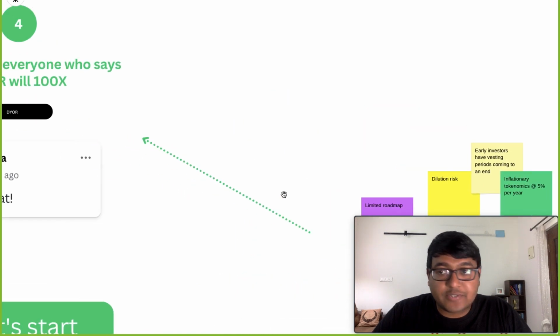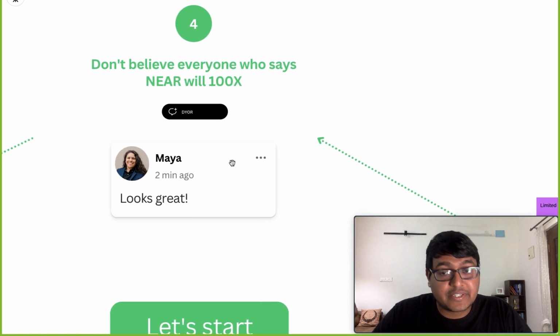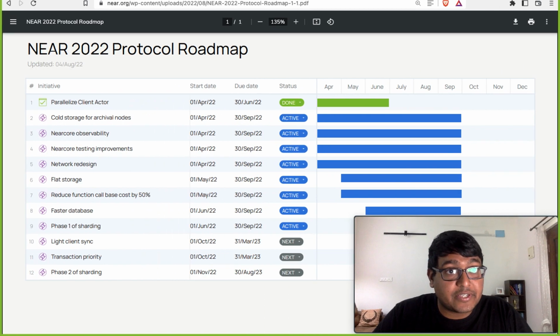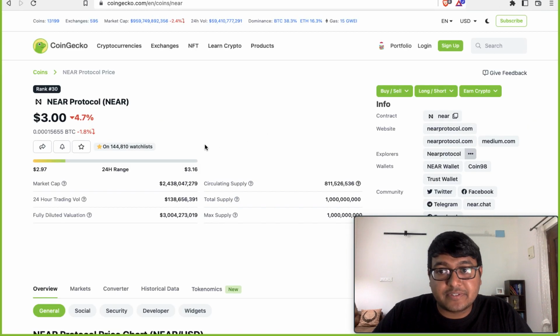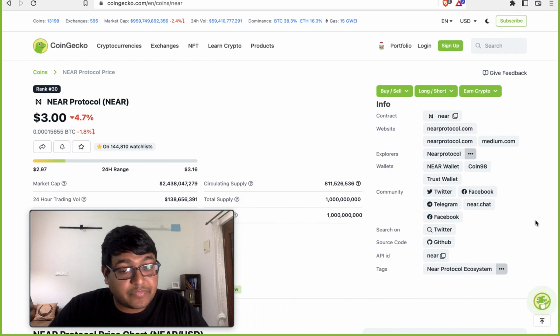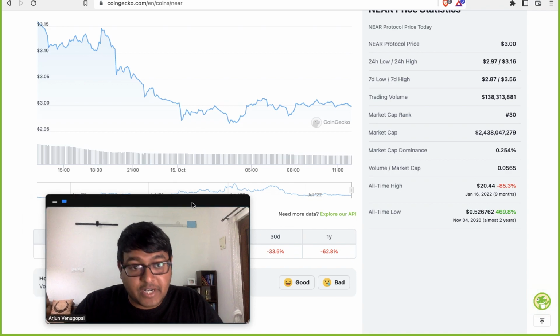So what I would like to say is that don't believe everybody who says Near will be 100x, right? People might be tweeting that, hey, it looks great, Near is awesome and all that, but it might not really go up 100x. 100x, definitely not. Today, Near market cap is about 2.4 billion, right? And this is at such a low price. The price has almost crashed about 85%, like all other altcoins.